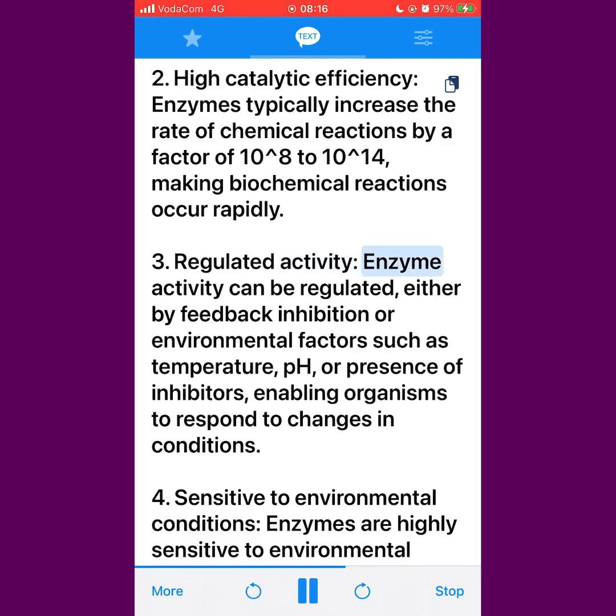Regulated activity. Enzyme activity can be regulated, either by feedback inhibition or environmental factors such as temperature, pH, or presence of inhibitors, enabling organisms to respond to changes in conditions. 4.